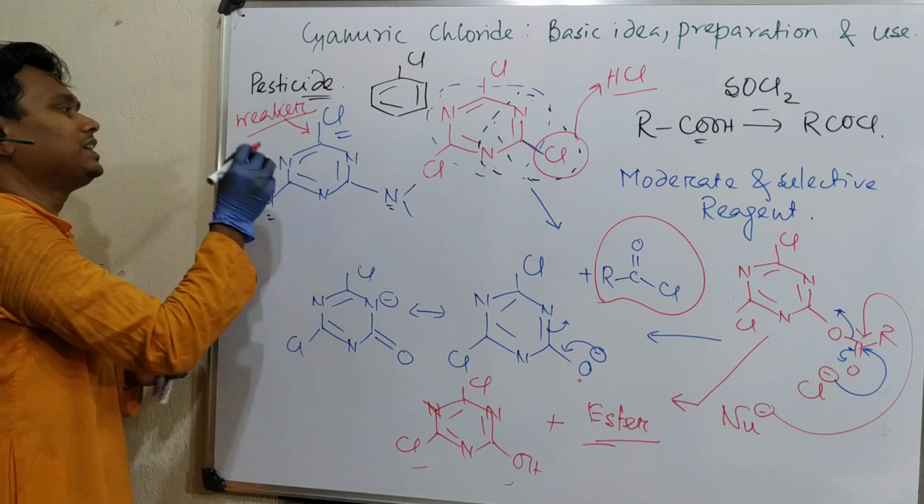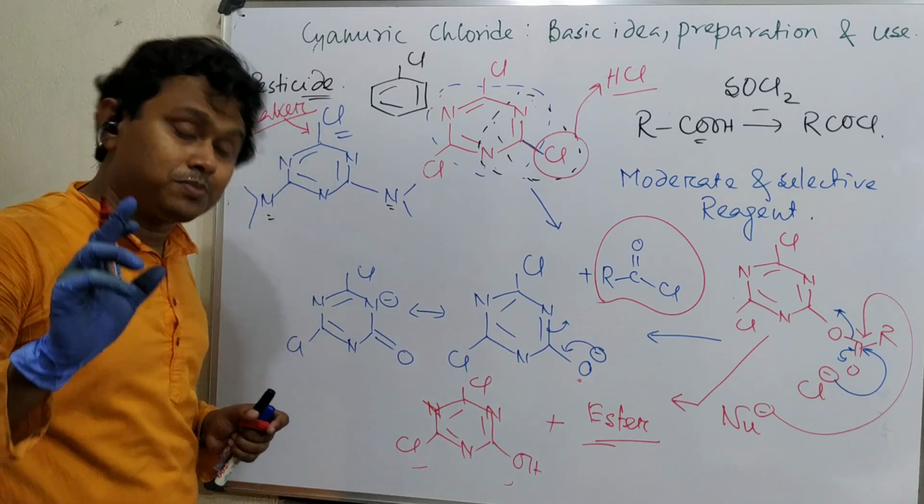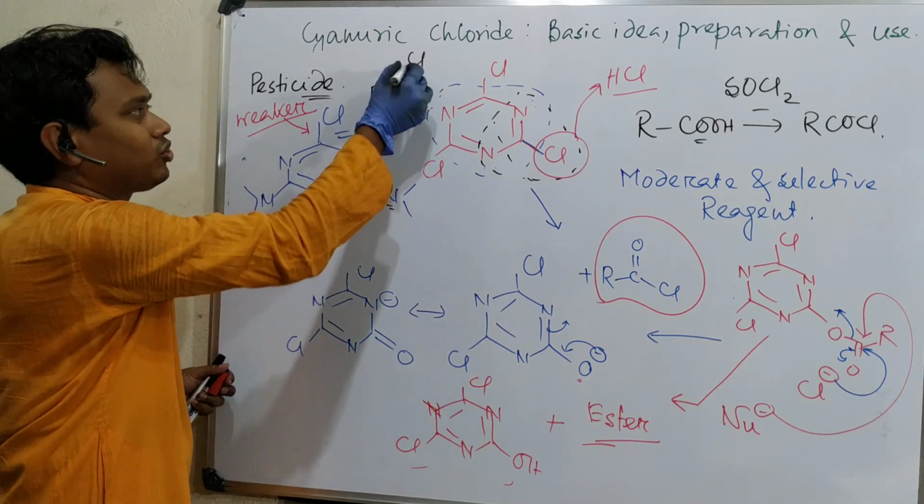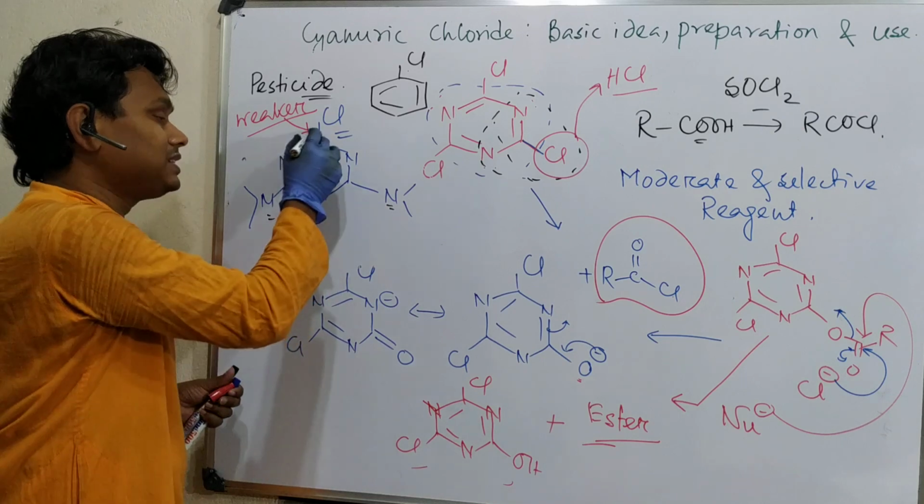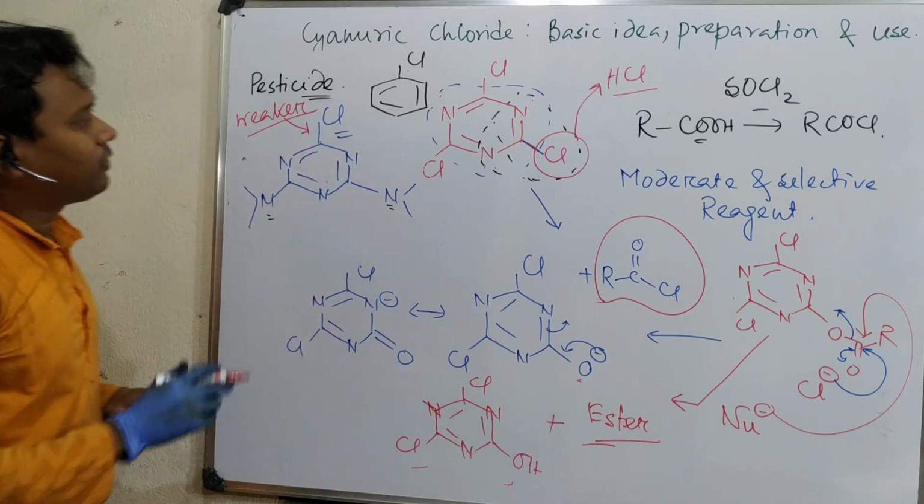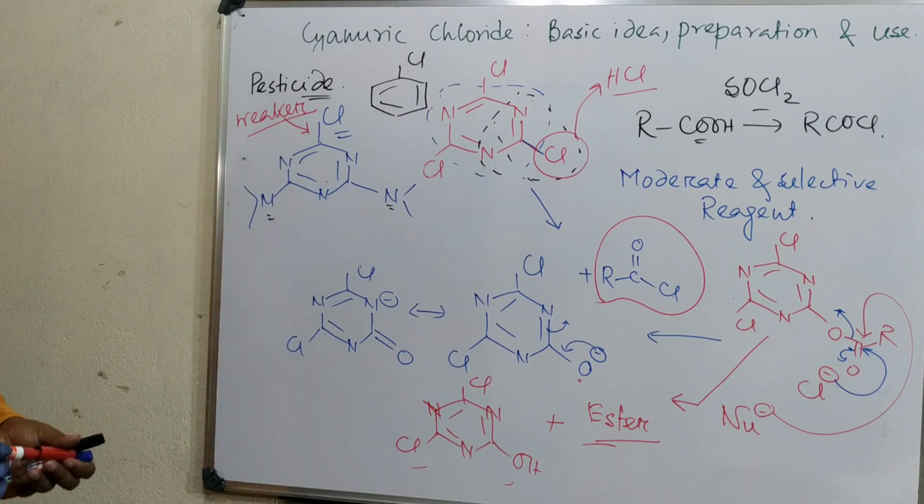So what are we actually getting? We are actually getting activated but stable, and that is the challenge. So this is stable but activated compared to this chlorobenzene. So that's why they can act as the activating reagent for this, which means it's a pesticide.